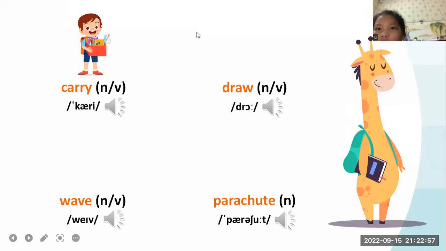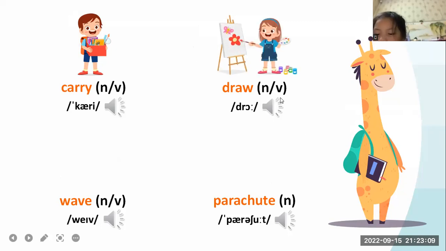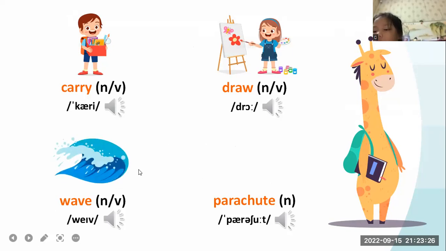Carry. What is the boy carrying? The boy carries school things. School things. Very good. Next, draw. Draw. What's the girl doing? The girl is draw the flowers and the butterfly. Okay, the girl is drawing a flower and a butterfly. Next, what is this one?